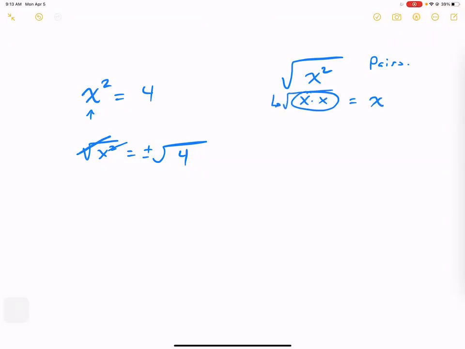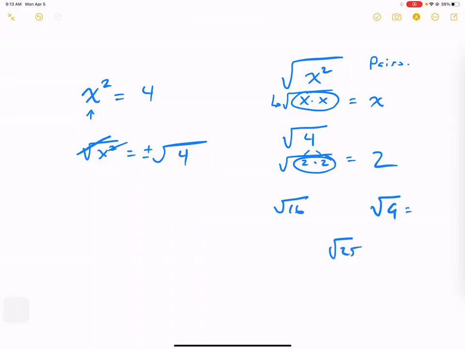Okay. Let's do this with numbers. If I say the square root of 4, well, that's just 2 and 2. So I do have a pair. The square root of 2 times 2 is just 2. So what pair would give me 4? Well, that's 2 and 2. 2 times 2 would give me 4. What pair would give me 9? What pair would give me 16? What pair would give me 25? So 3 times 3, 4 times 4, and 5 times 5.